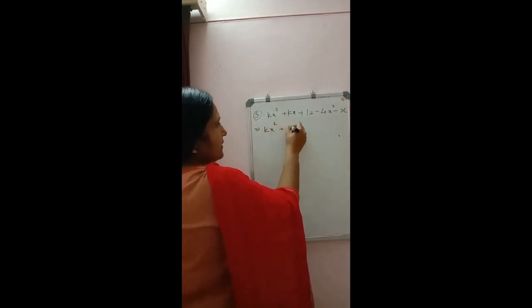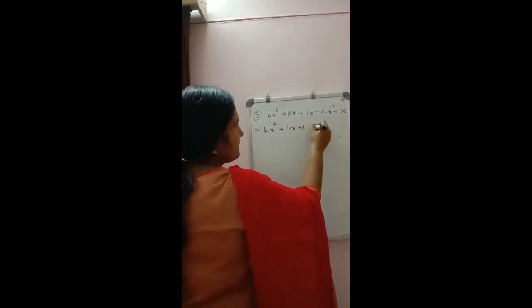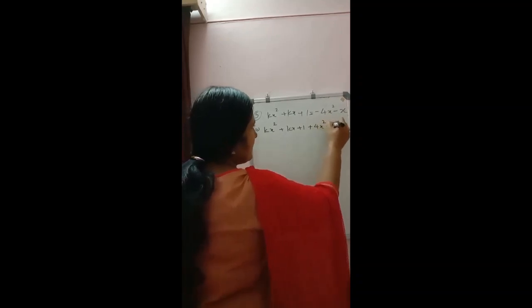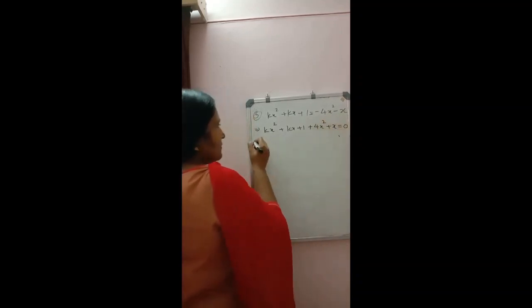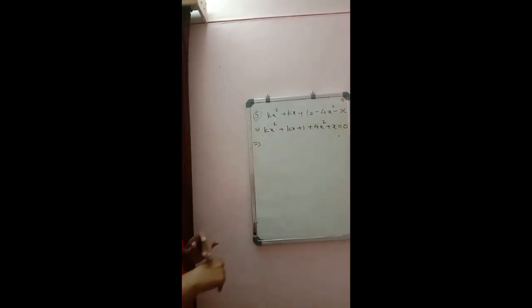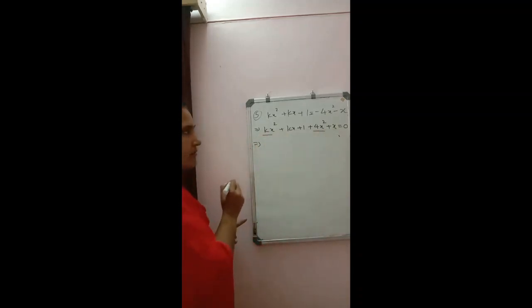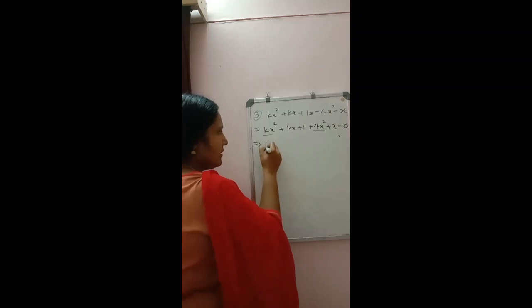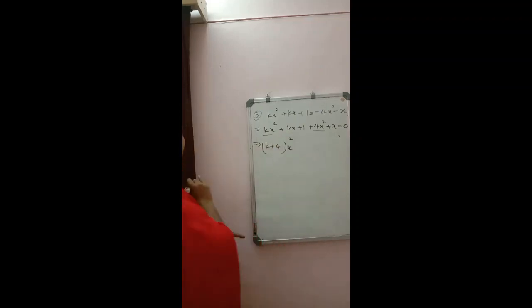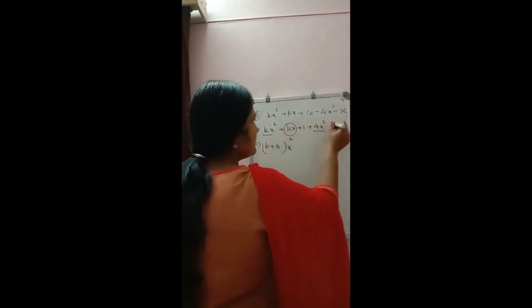Kx square plus kx plus 1 plus 4x square plus x is equal to 0. Now in these two terms we have x square first and second. So we will take x square common from there. So it will be equal to k plus 4 into x square. Then we can check whether in any term x is there. In these two terms we have x.